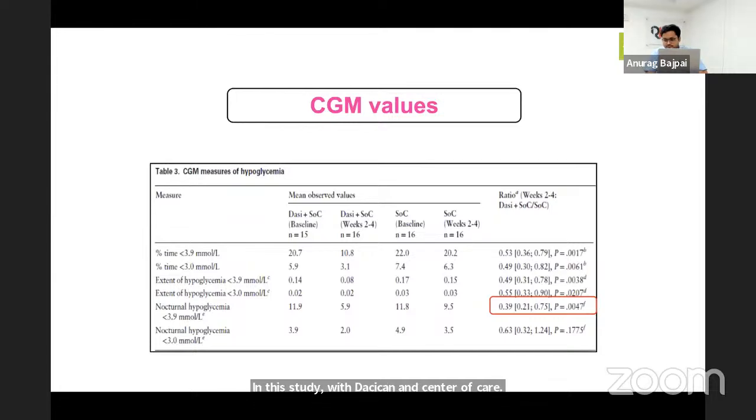Overall, the time below range, if you can say, became like half. Yes. Earlier they were spending, and that would be more important from my perspective, 20% below range. Now it has become 10%. And 6% was severe hypo, and it became 3%.